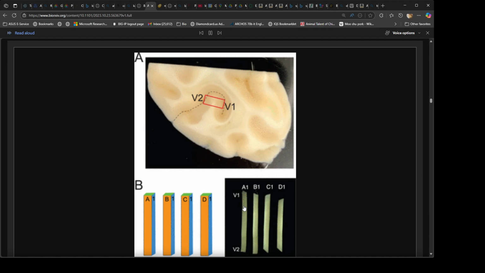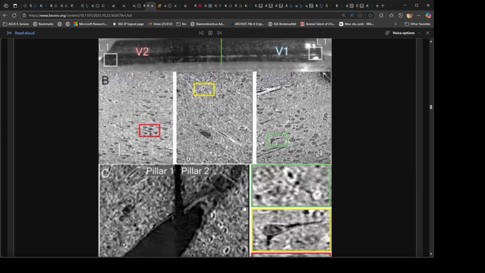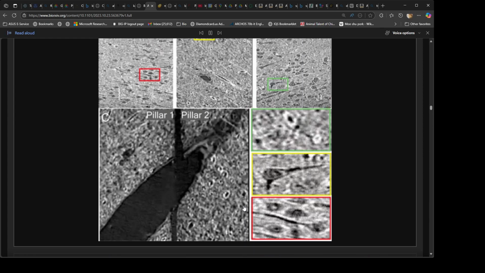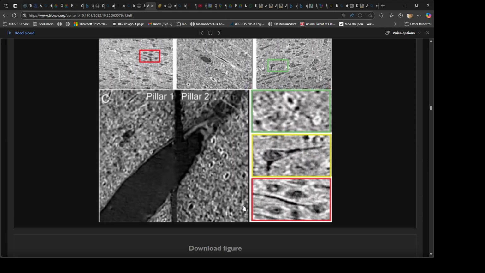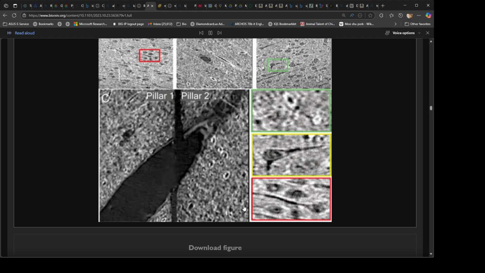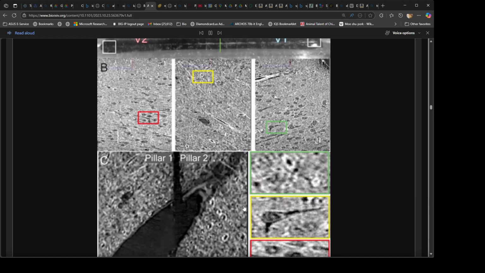In both V1 and V2 gray matter, individual neurons and their primary dendrites are clearly visible, and in white matter, numerous individual MAs can be resolved, Figure 3b. Additionally, manual inspection showed large fiducials, e.g., blood vessels, that cross two of the pillars, allowing identification of adjacent cut surfaces. Figure 3c, Supplementary Movie 1.